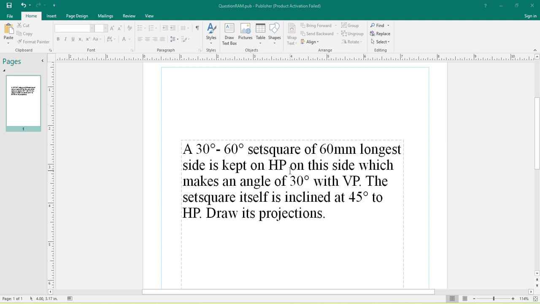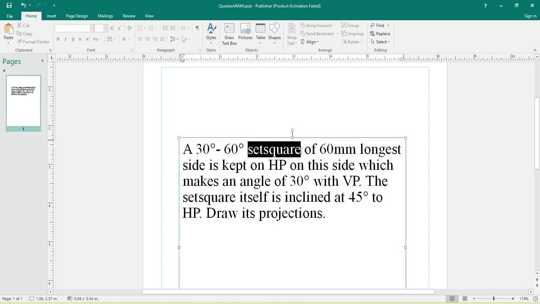Hello everyone, welcome back. Now this lecture is about this word, set square. You all know about the set square because we all have used this set square in our secondary schools, from 7th to 12th.